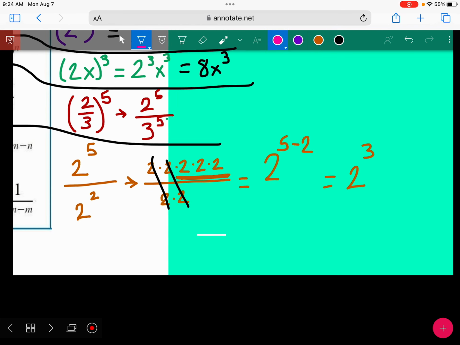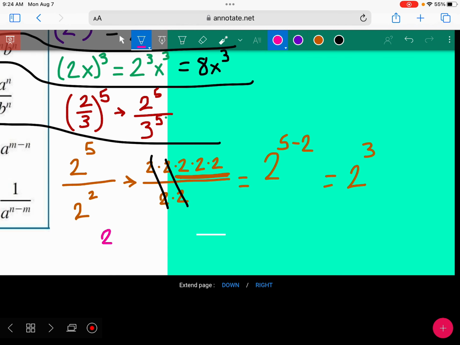We can do one like that. If we had it upside down and we had 2 squared over 2 to the 5th, you can even do it written out the same way. 2 times 2 over 5 of them. And they look more and more like Z's the more times I write them. And again, they cancel out. And we're left with our 2 to the 3rd, but it's in the bottom.